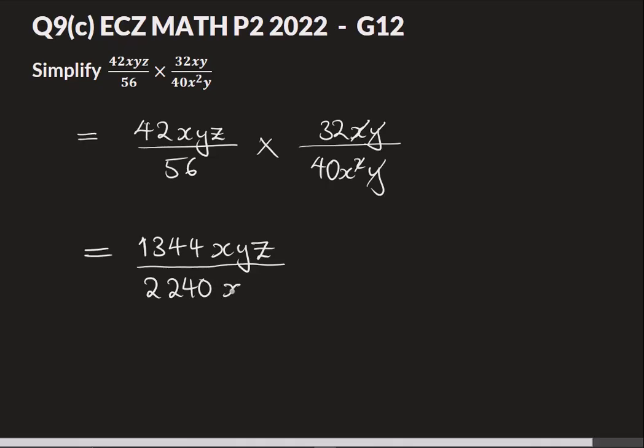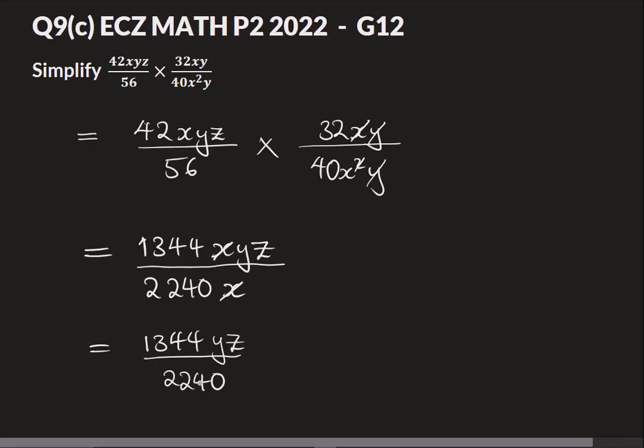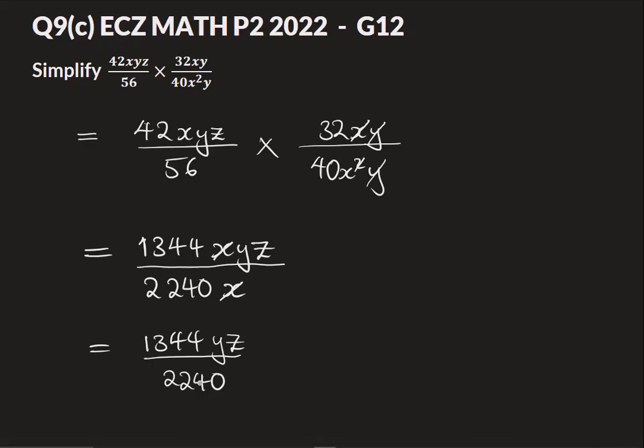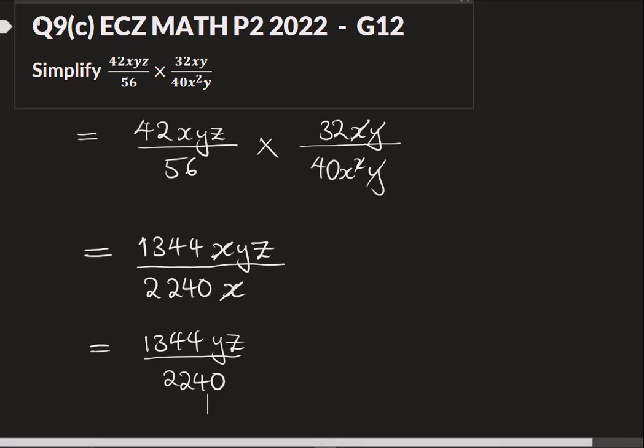Notice we have an x that comes with the 40. From this step we can see that the x and the x there will cancel, leaving us with this here. So you would leave your answer in these terms: 1344yz over 2240. But in actual sense, since you have a calculator, you could go further than this. You could simplify this fraction using your calculator.